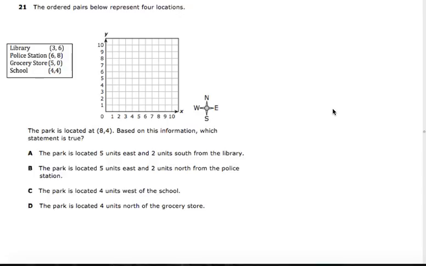21. The ordered pairs below represent 4 locations. The park is located at (8, 4). Based on this information, which statement is true? A. The park is located 5 units east and 2 units south from the library. B. The park is located 5 units east and 2 units north from the police station. C. The park is located 4 units west of the school. D. The park is located 4 units north of the grocery store.